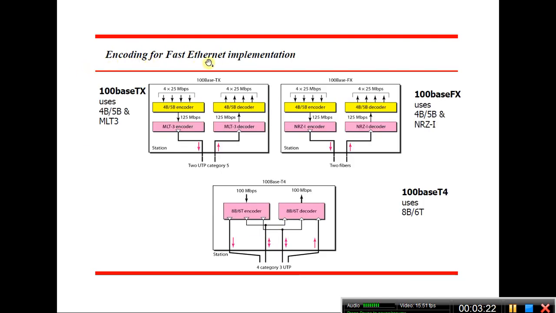So encoding for Fast Ethernet implementation: to support the high data rate, it uses both block coding and line coding. So 100Base-TX uses the 4B/5B block coding and MLT-3 line coding. The 100Base-FX uses the 4B/5B and NRZ-I line coding, and 100Base-T4 uses the 8B/6T.